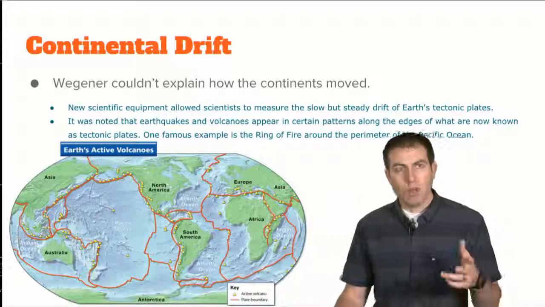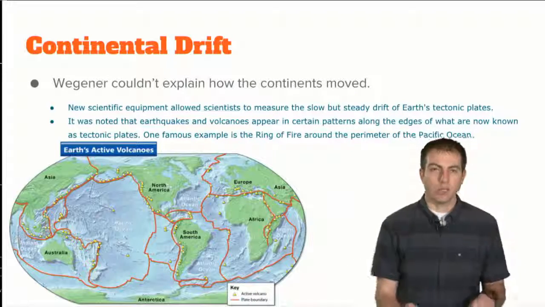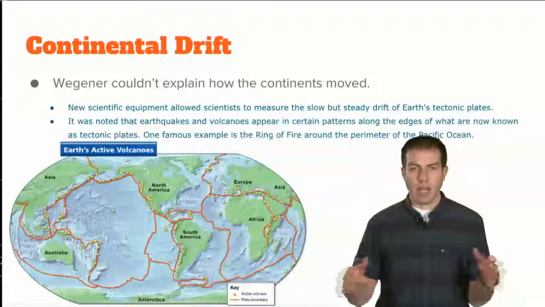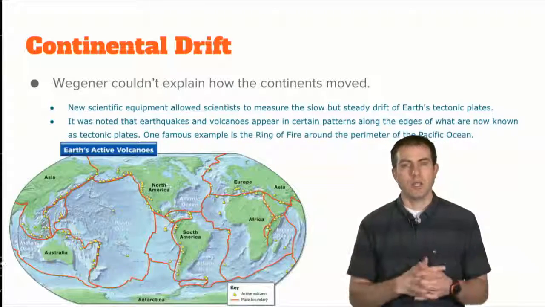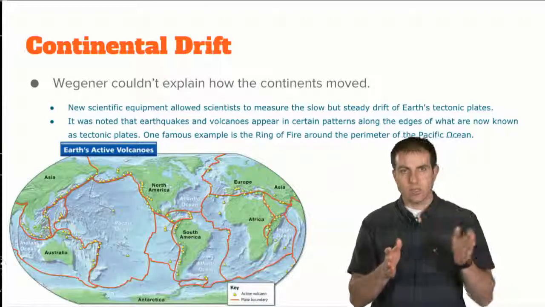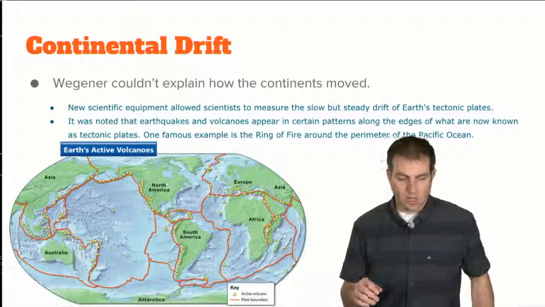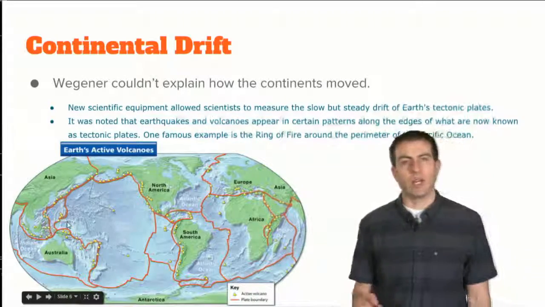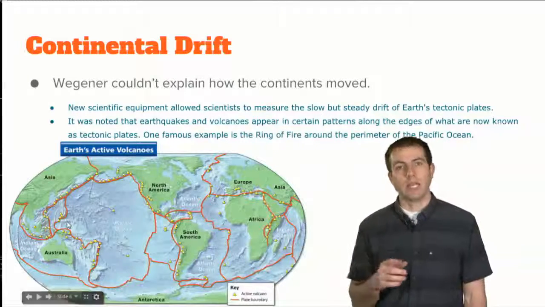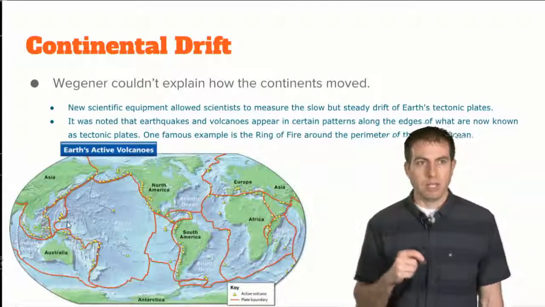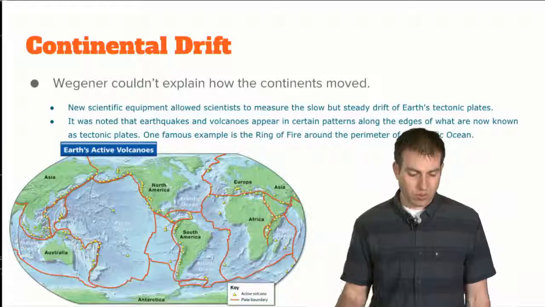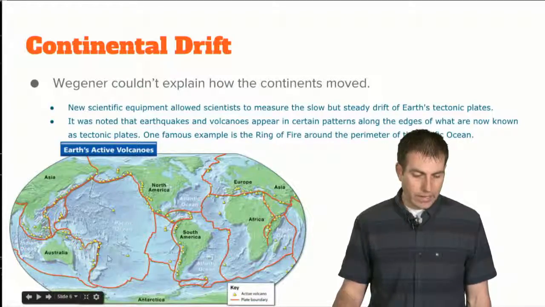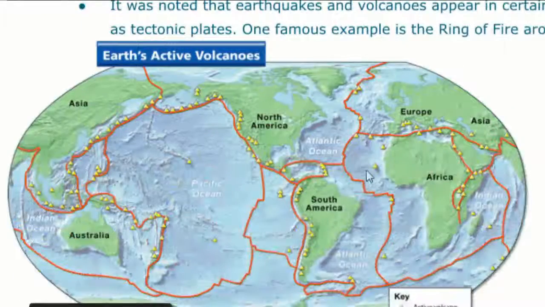So one thing was earthquakes and volcanoes. Earthquakes and volcanoes don't happen just everywhere. They happen at very specific locations, generally near continent edges. You can see the red lines and the yellow triangles: the yellow triangles are where volcanoes are, and the red lines are where earthquakes mainly happen. These are the main sources of earthquakes and the main volcanoes on the planet, and they all happen in these specific areas.